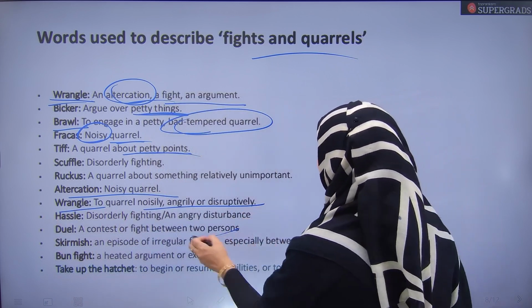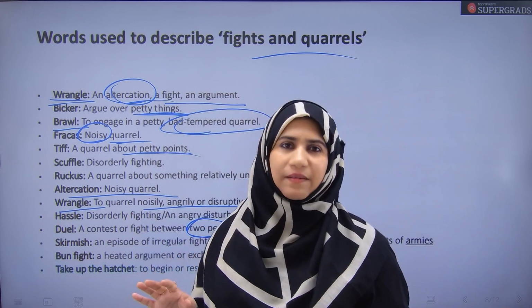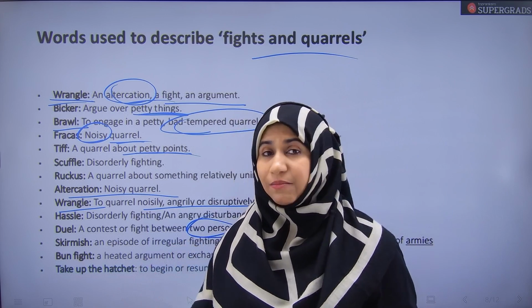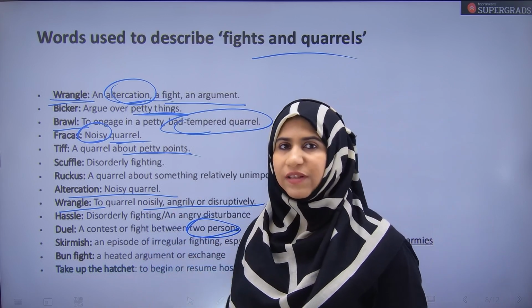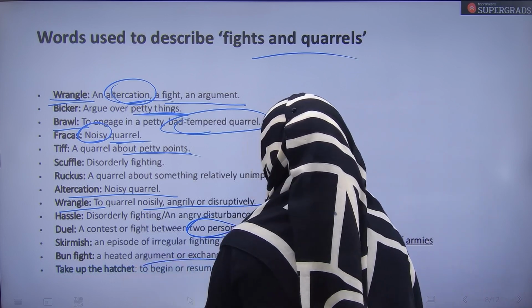Duel is between two persons, especially. Skirmish. Skirmish is पंगे हैं. And periodic irregular fights हो रही है, especially sometimes between armies. Okay, but लोगों के लिए भी आप use कर सकते हो. It's not limited to using it with armies. Bun fight, heated argument or exchange.